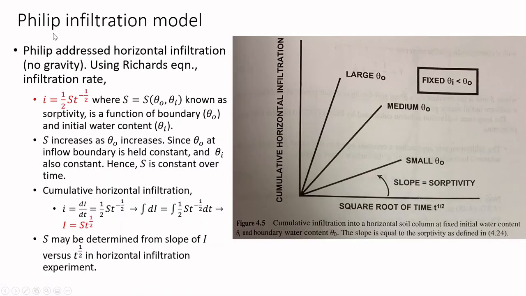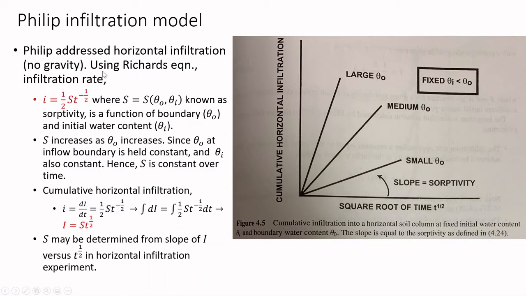Alright, so apart from Green-Ampt, there is also the Phillips infiltration model, which is another type of water infiltration model. Phillips addresses horizontal infiltration, which means there's no gravity because the flow is horizontal. Phillips solved the Richards equation, which is different from Green-Ampt, because Green-Ampt does not solve the Richards equation, and the Richards equation is more representative of the flow.